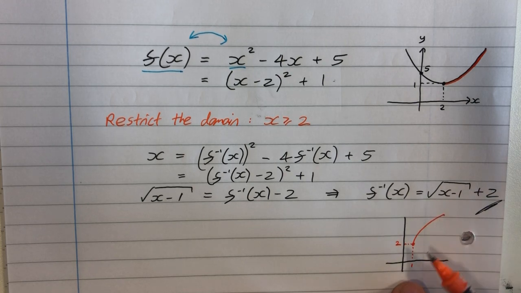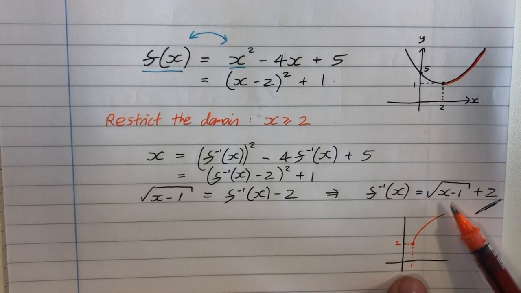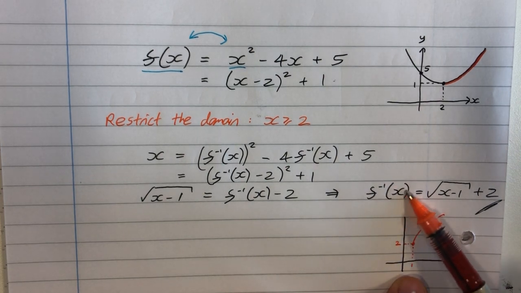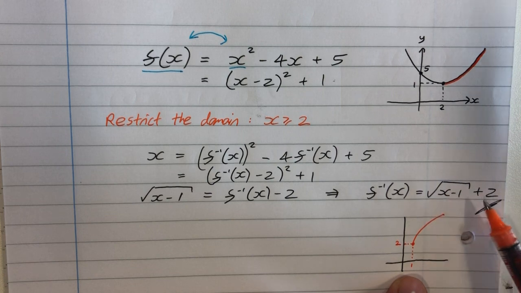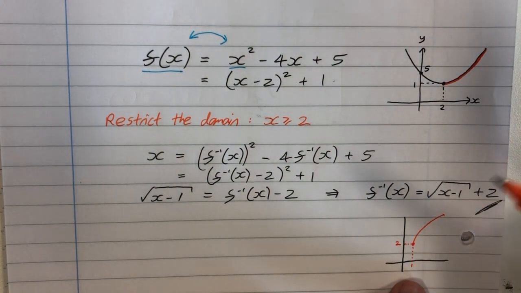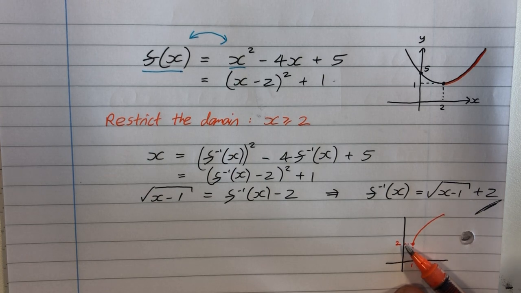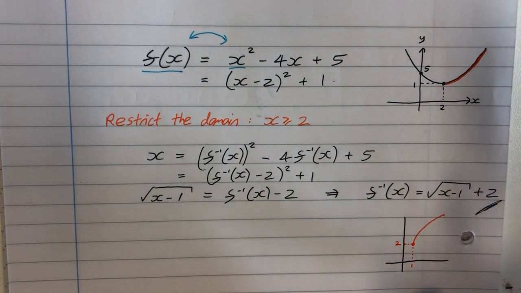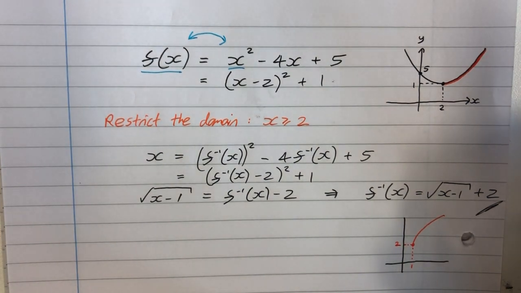You can't sub in anything less than 1 into this, because then you'll be trying to square root a negative number. And the minimum this can be is 2, because this is always 0 or positive. When it's 0, the whole thing is 2. And you'll notice that the domain has swapped with the range. And that is common. That is, in fact, always true with inverse functions.